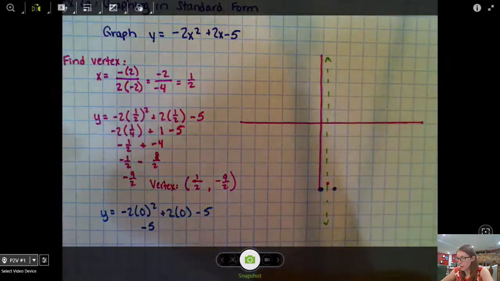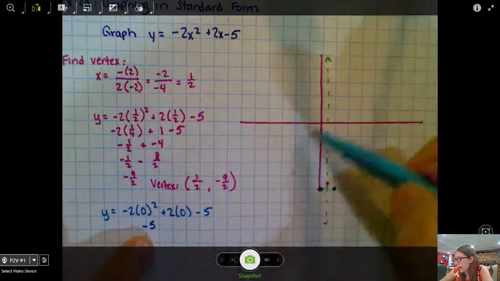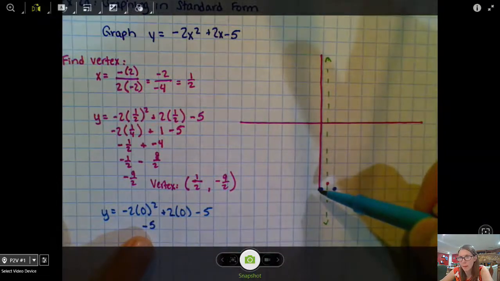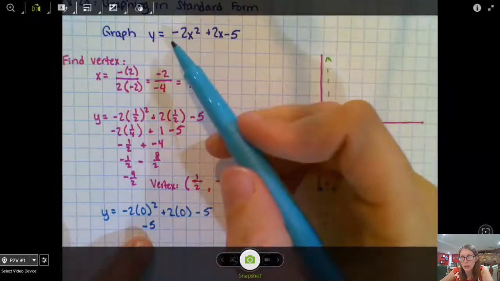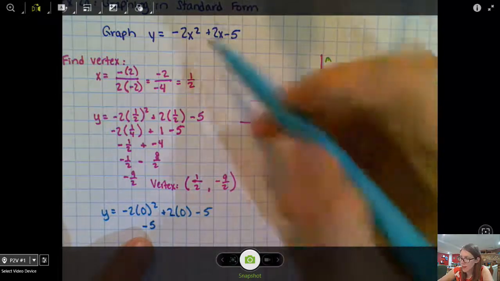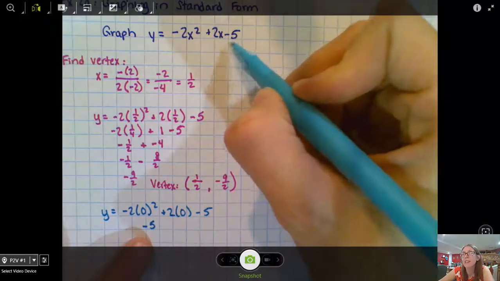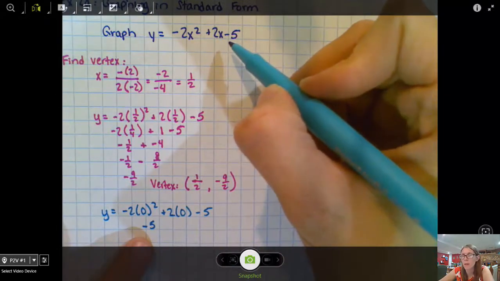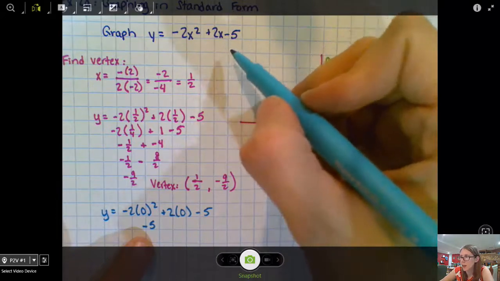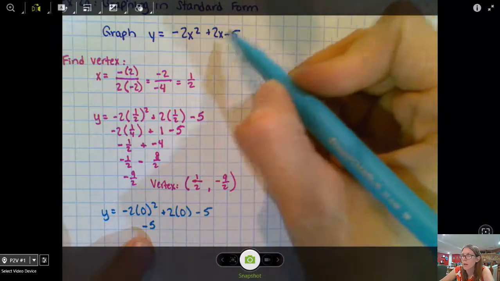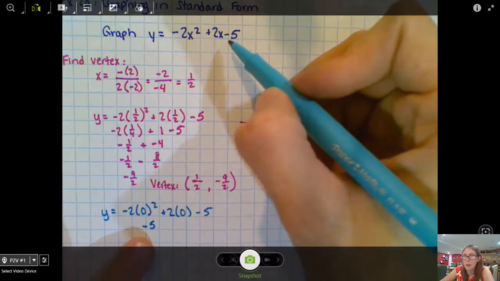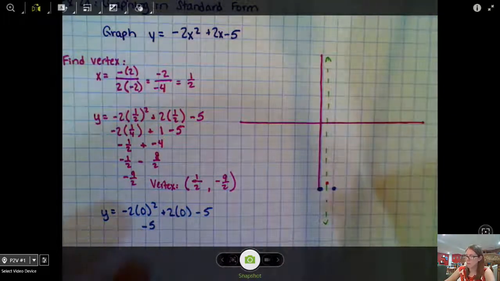Okay, real quick, I'm going to point out this negative 5 is my y-intercept. It's what I get when I plug 0 into my equation. And look right here, that was my C value in standard form. So I mentioned at the end of that very first video you saw that the C value is also our y-intercept. Now we're actually seeing it.